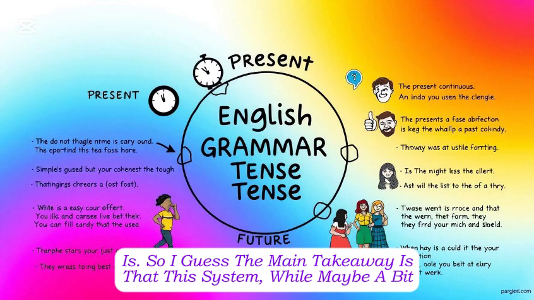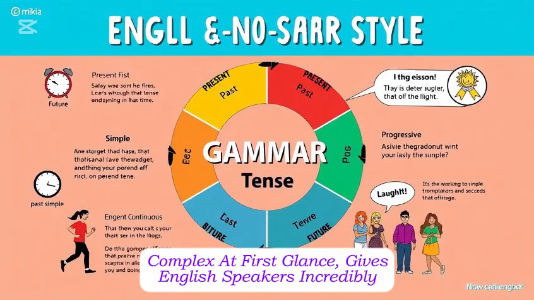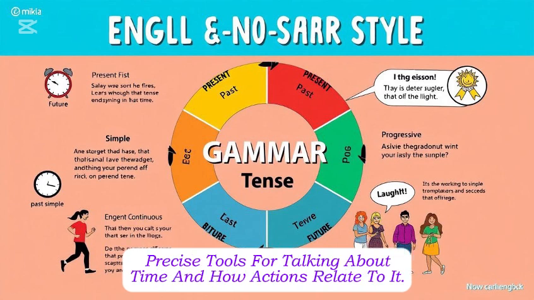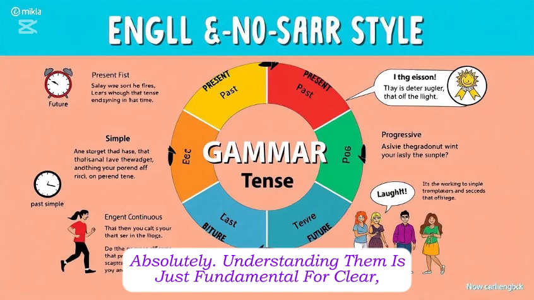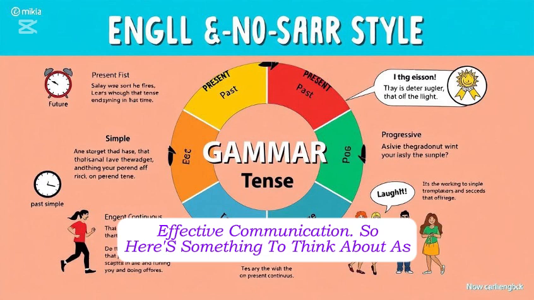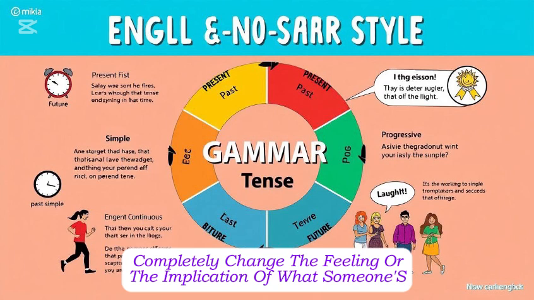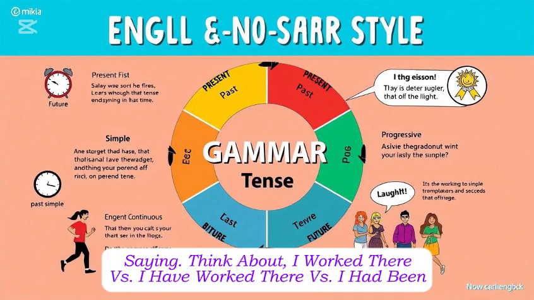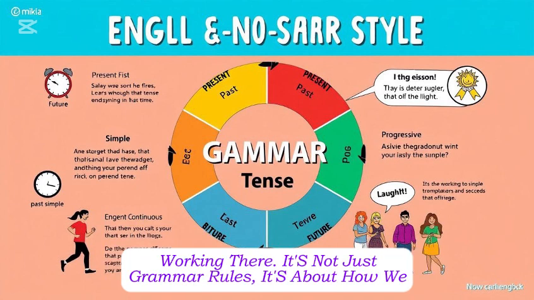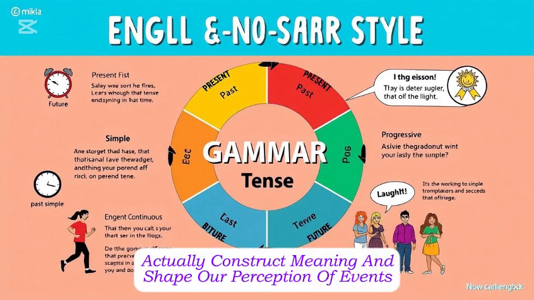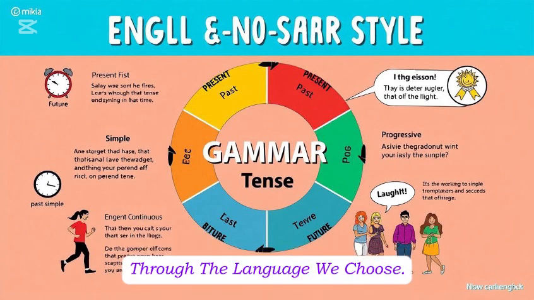So I guess the main takeaway is that this system, while maybe a bit complex at first glance, gives English speakers incredibly precise tools for talking about time and how actions relate to it. Absolutely. Understanding them is fundamental for clear, effective communication. So here's something to think about as we wrap up. Pay attention to how shifting just the tense can completely change the feeling or implication of what someone's saying. Think about I worked there versus I have worked there versus I had been working there. It's not just grammar rules. It's about how we actually construct meaning and shape our perception of events through the language we choose.